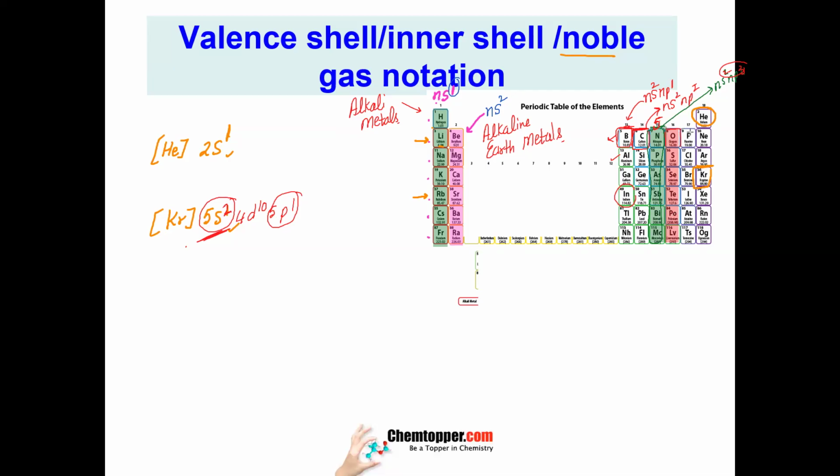General configuration of halogen family. NS2, NP5. Very good. So the halogen family is NS2, NP5, and oxygen family is NS2, NP4. We need to know these configurations. How many valence electrons in halogen family?